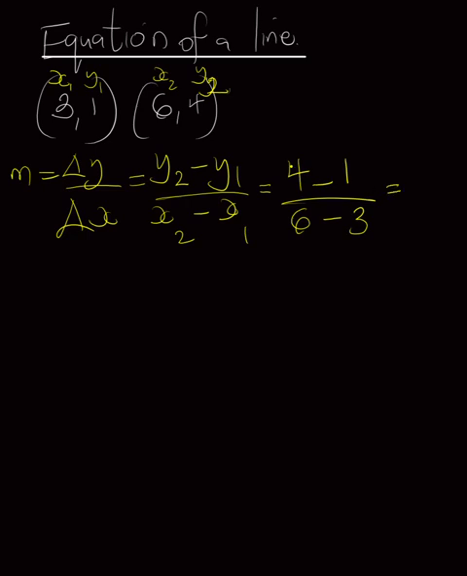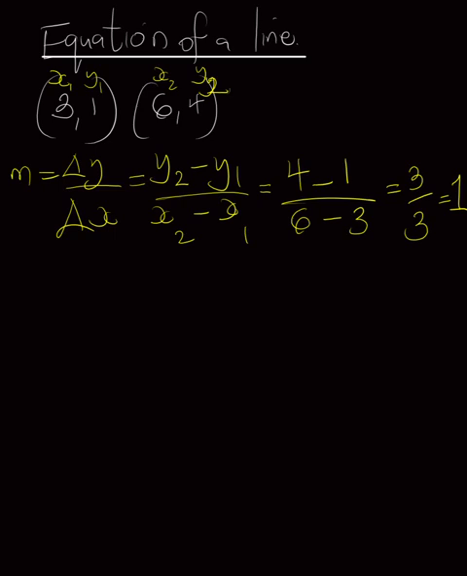So we are going to have 4 minus 1 is 3, divide by 6 minus 3 is 3. When we simplify this, we'll get 1. That means 1 is our gradient.